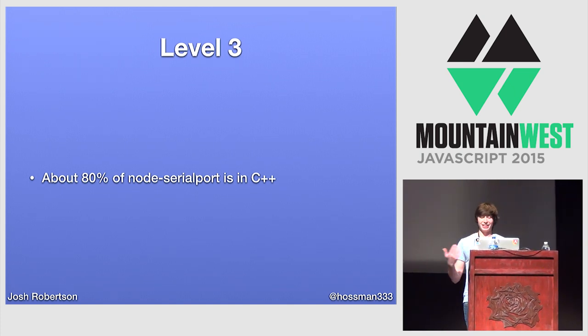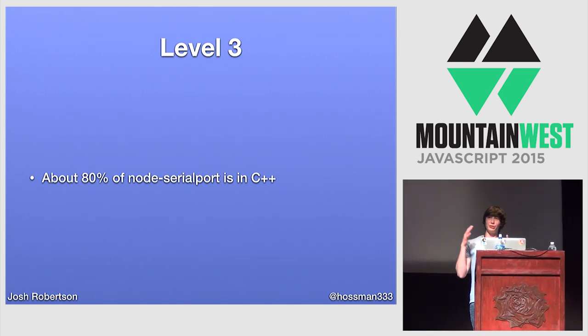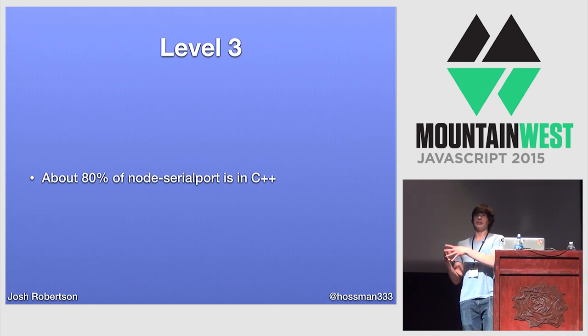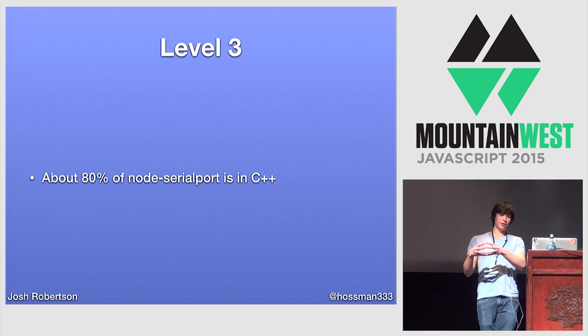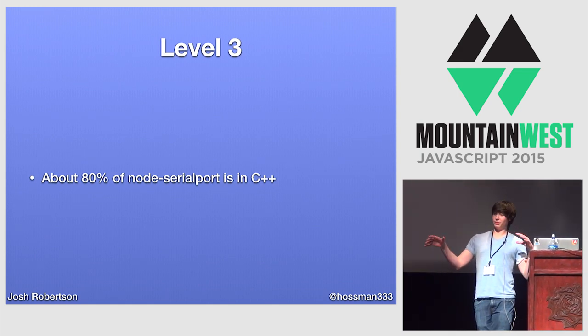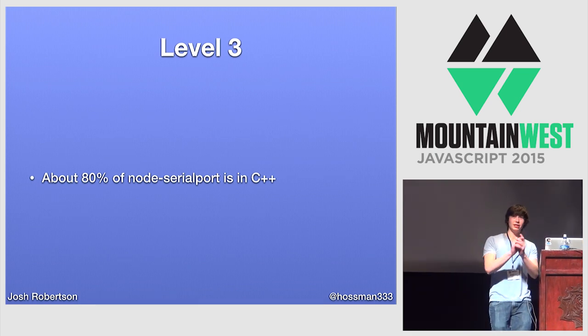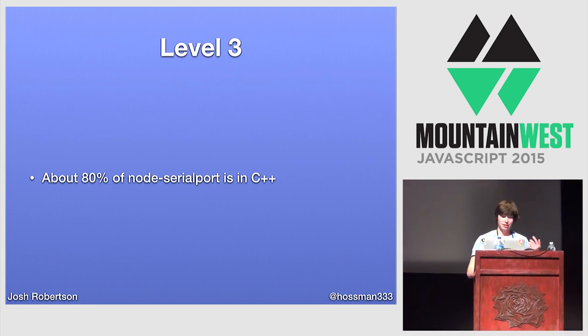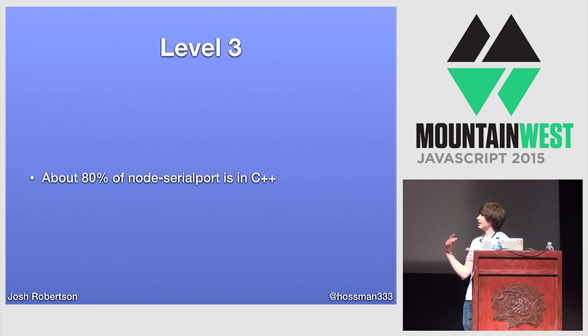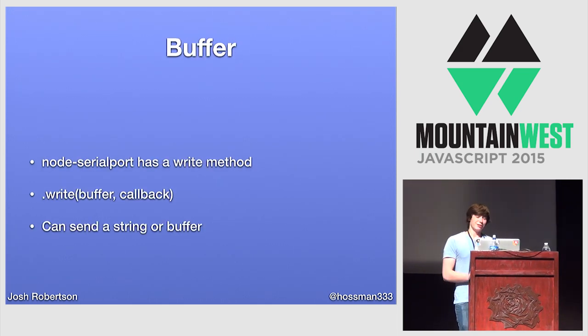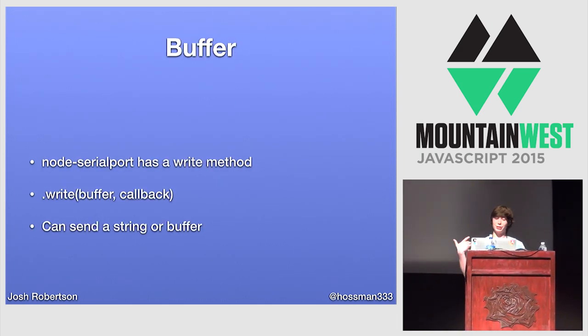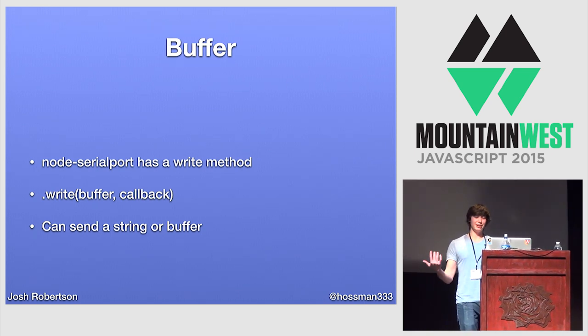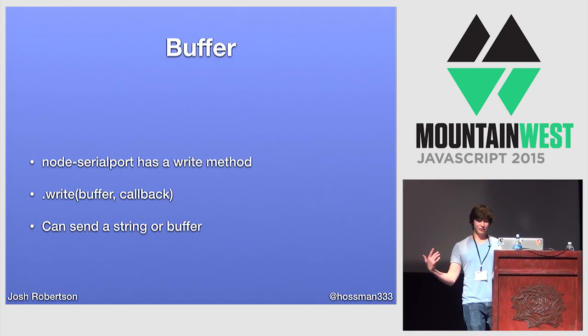Anyways, like I said in our last example, we're reading data from the Arduino, but this time let's write data to the Arduino, and then we'll read the data that we send to it. I showed you that we were sending buffers, and we're like, what the heck's a buffer? Well, node serial port has a write method, and basically the write method will be sending buffers, and then we can give it a callback.